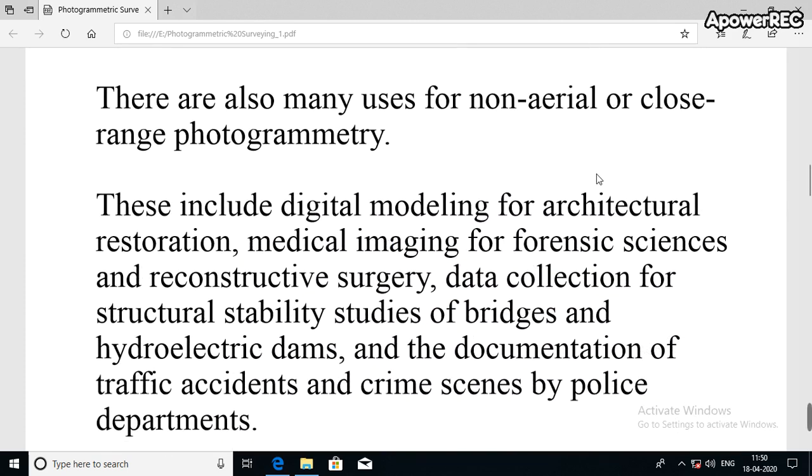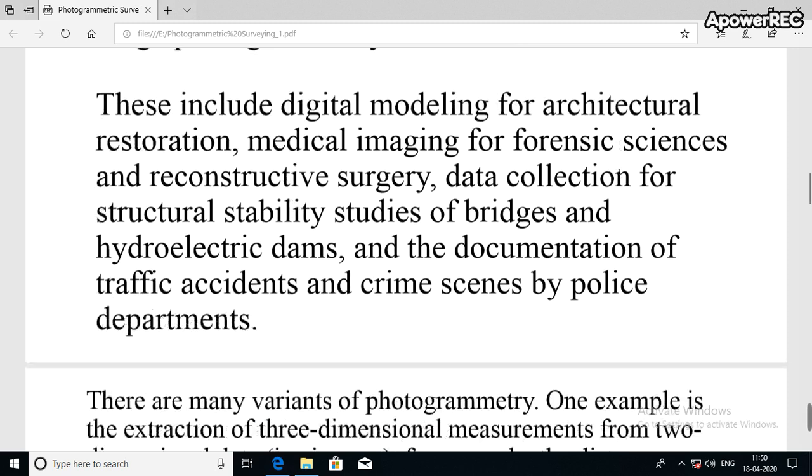There is also non-aerial or close-range photography, including the digital modeling of architectural restoration, some medical imaging for forensic sciences, and many civil engineering applications, like the structural stability of bridges and dams, and different types of documents related to traffic accidents, etc.